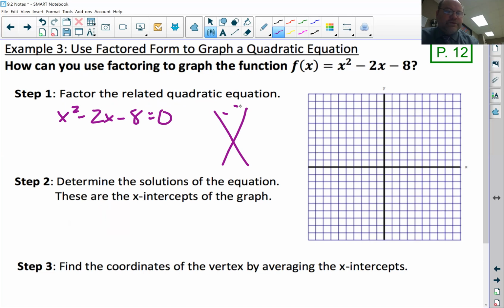So I need to find two numbers that multiply to negative 8 and add to negative 2. Again, they multiply to a negative, so I'm going to have a positive factor and a negative factor. They add to negative 2, so my negative factor has to be the larger. So 1 and negative 8, that adds to negative 7. 2 and negative 4, that adds to negative 2. That's what I want.